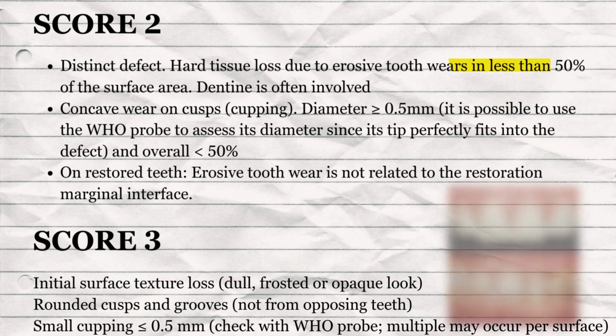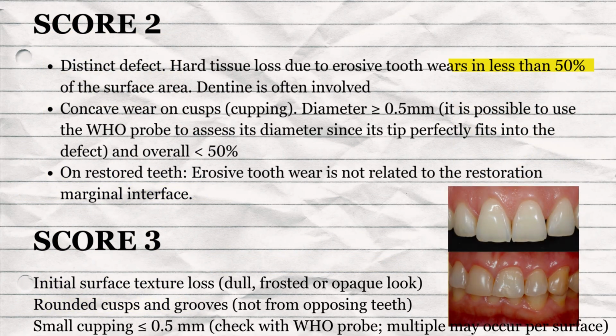Score 2 shows less than 50% of hard tissue surface loss. You may see some dentine. The diameter of cupping would be 0.5 mm or more.